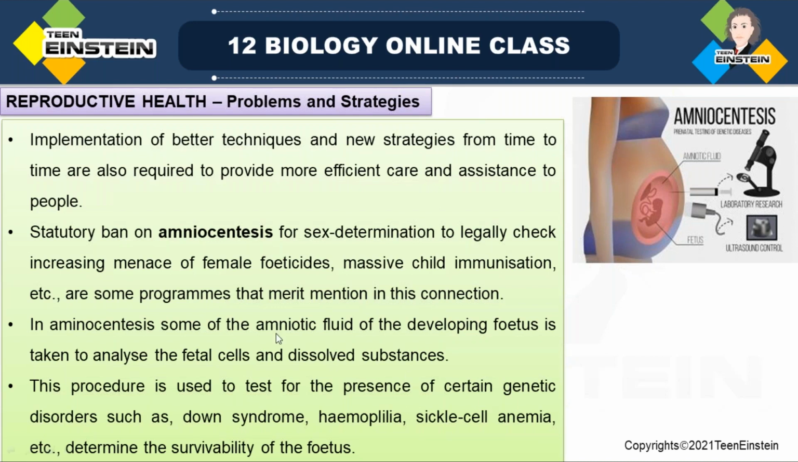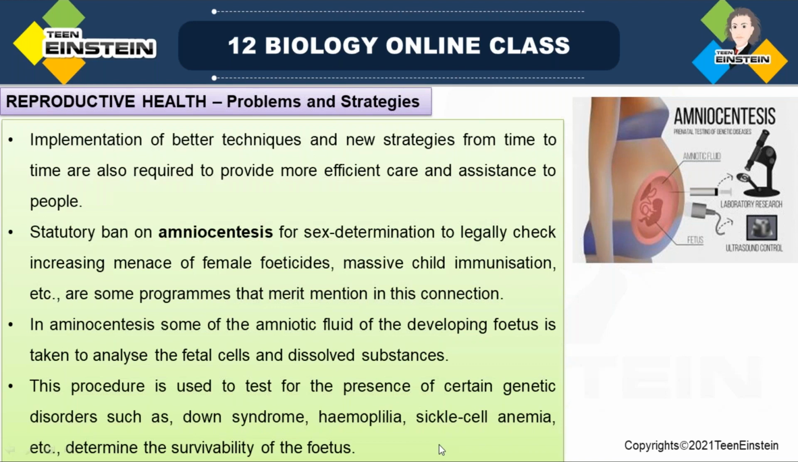In amniocentesis, the amniotic fluid of the developing fetus is collected to analyze the fetal cells and the dissolved substances. This is mainly used to test the presence of genetic disorders such as hemophilia, sickle cell anemia, and Down syndrome. All these we need to check, so we use this technique, amniocentesis, by collecting the amniotic fluid from the developing fetus. But sometimes this technique is misused.